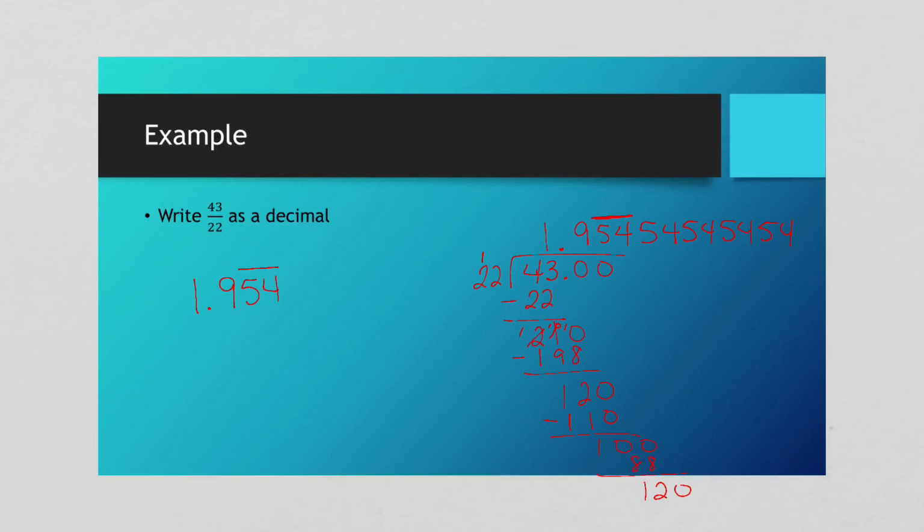Again, I would probably just use my calculator and type in 43 divided by 22. It's so much quicker.